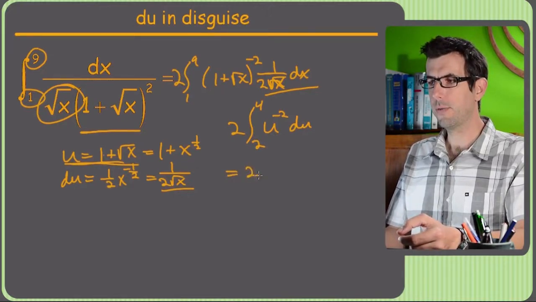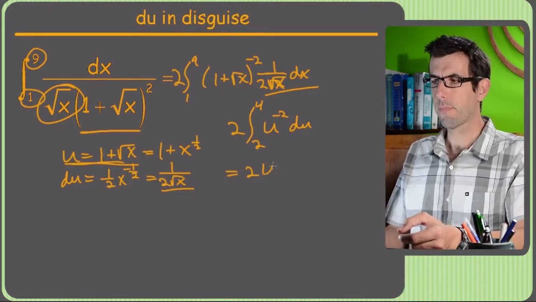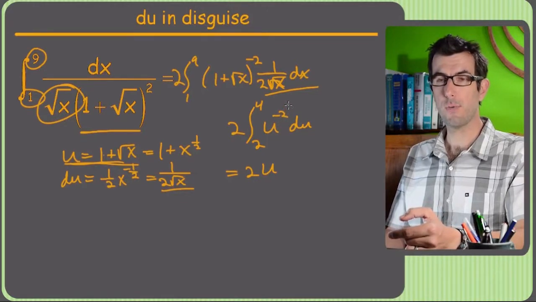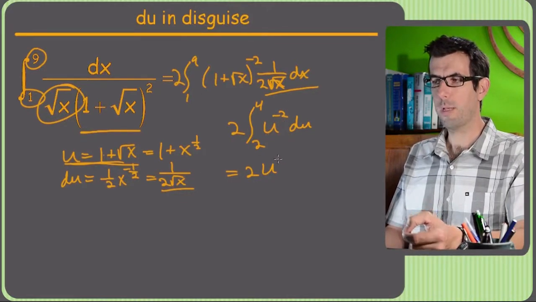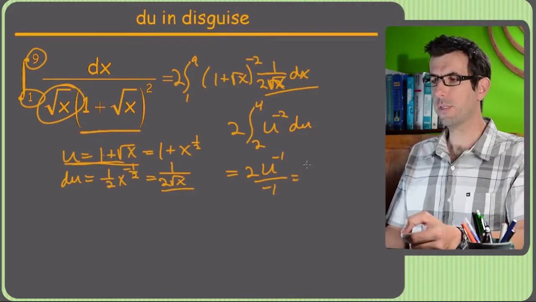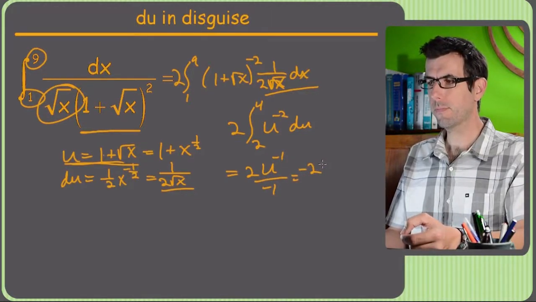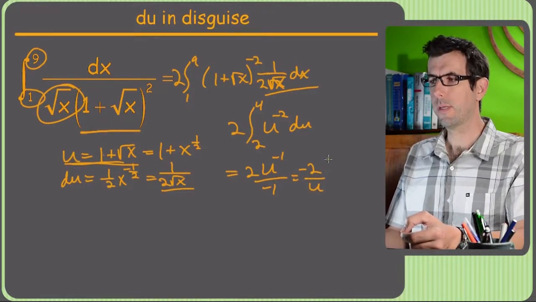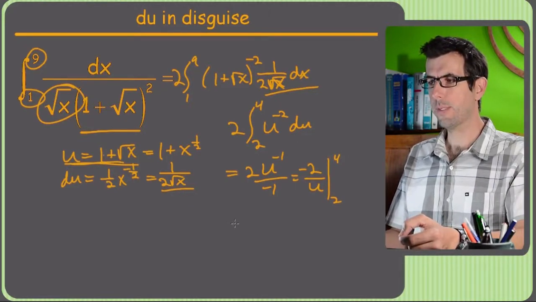Alright, so this is going to be 2 times, and what's the integral of u to the negative 2? It's u to the negative 1 over negative 1, so that's just negative 2 over u, evaluated from 2 to 4. Alright, so what's that going to do for us?